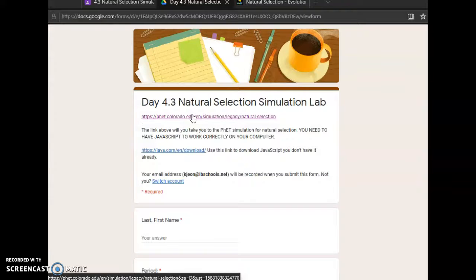Some of you can access the PhET simulation online on your computers, but some of you are experiencing some issues because you don't have JavaScript on your computer or it's just not compatible. And that's not your fault, because I actually ran into the same issue on the school computers. So if you are having issues running the simulation, this screencast is for you.